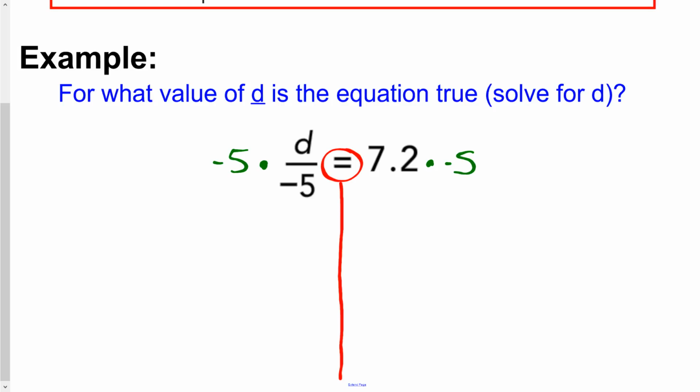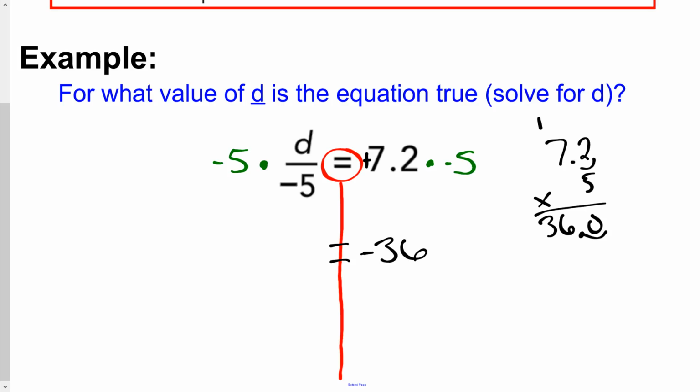All right, just follow me here. I'm going to rewrite this out as best I know how. Let's see, 7.2 times a -5, that's a positive times a negative, and that's going to give me a negative, and 7.2 times 5. Let's see here, 5 times 2 is 10. 5 times 7 is 35. Add the 1 is 36 with one decimal place. So positive times a negative is a negative, and 7.2 times 5 is 36, so negative 36.